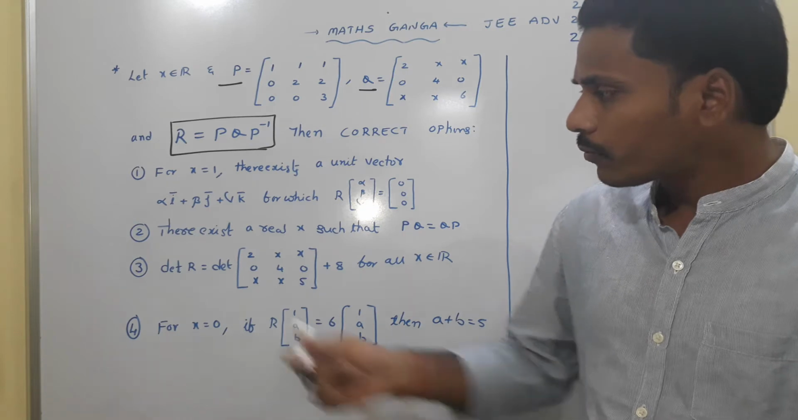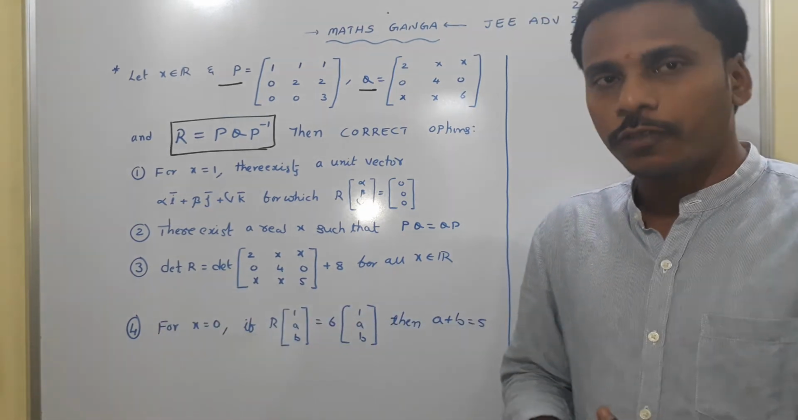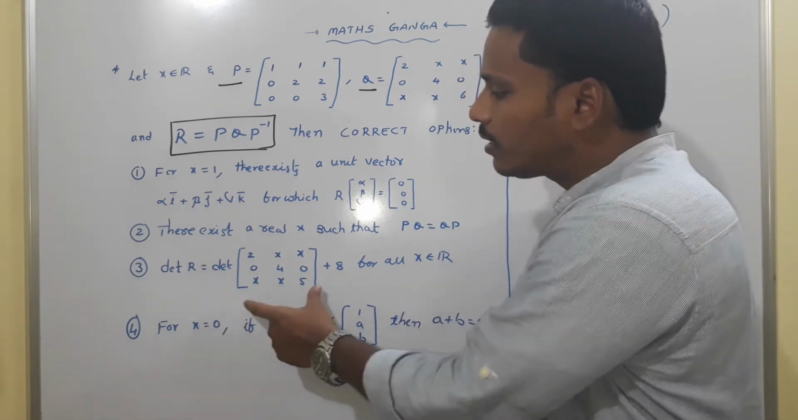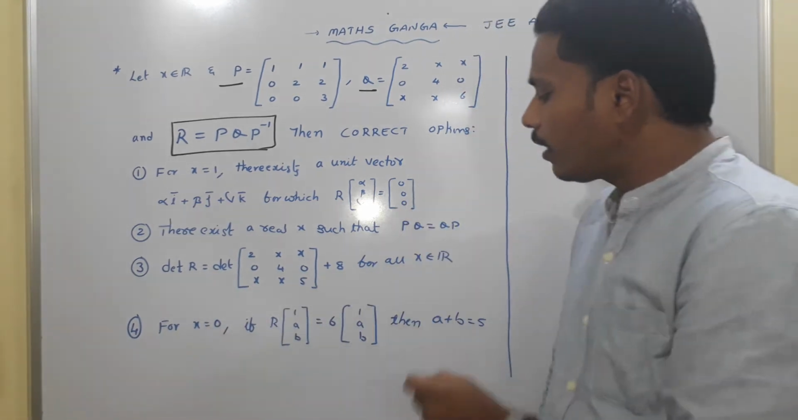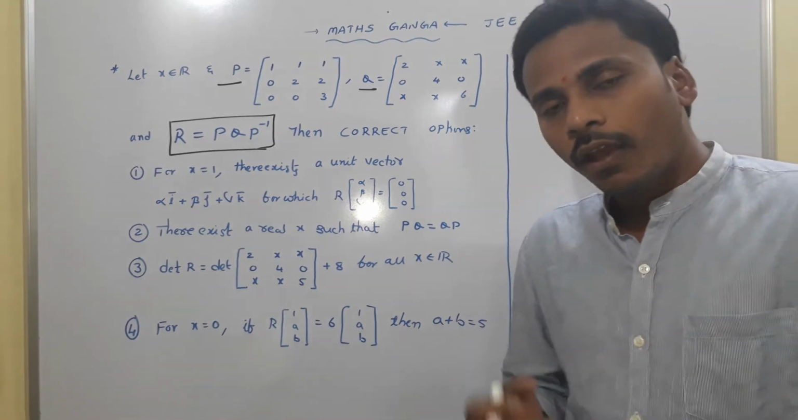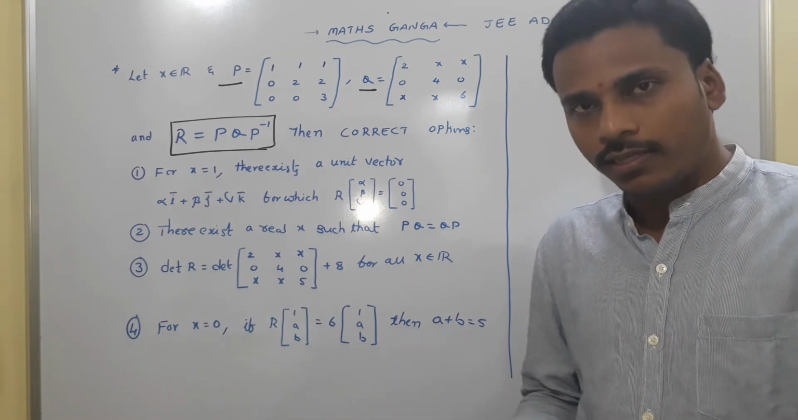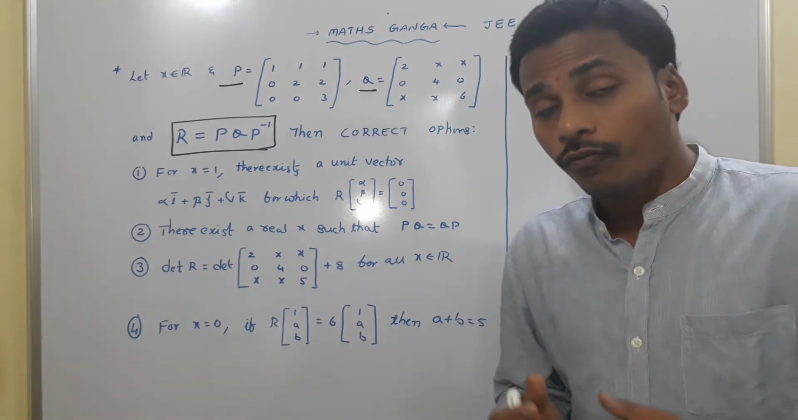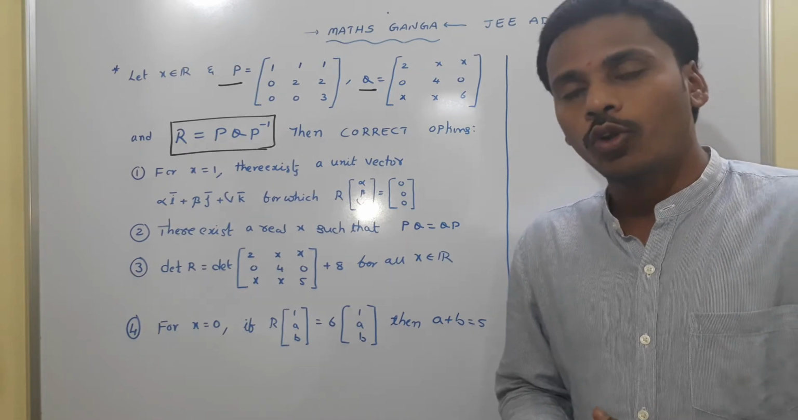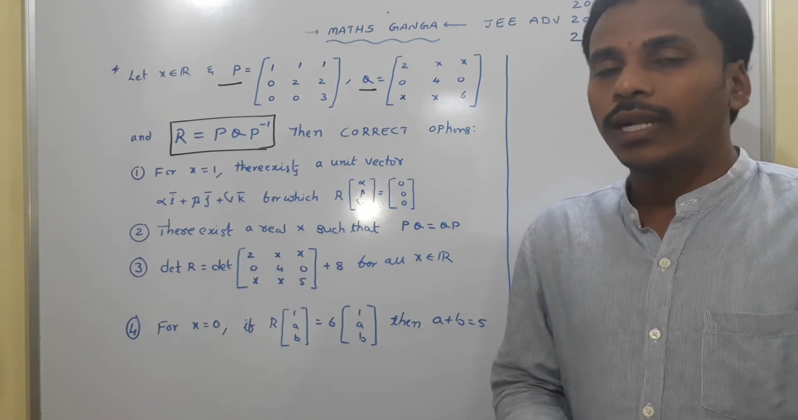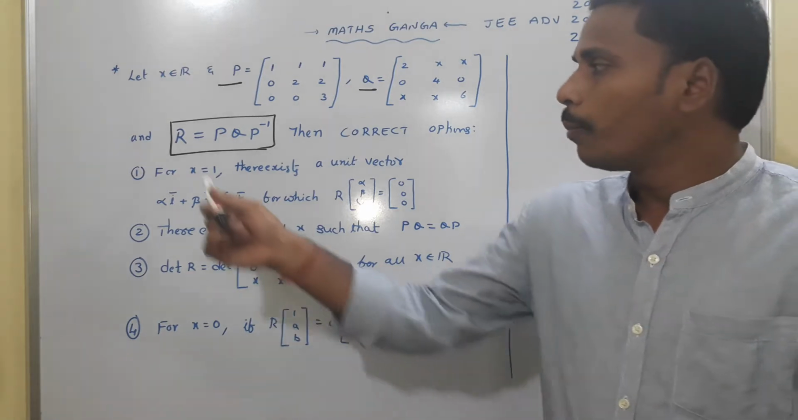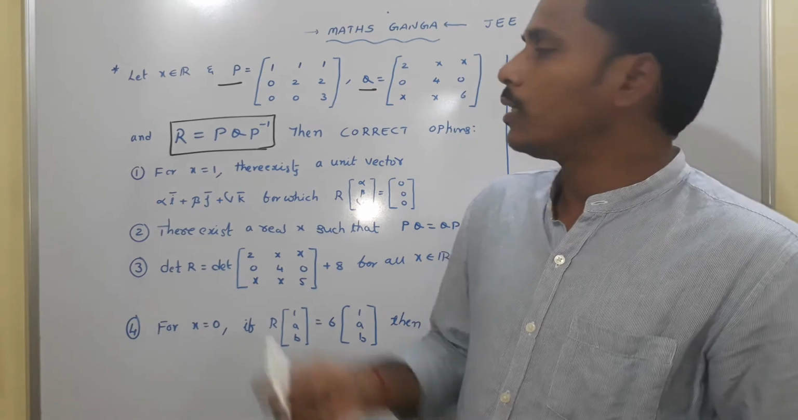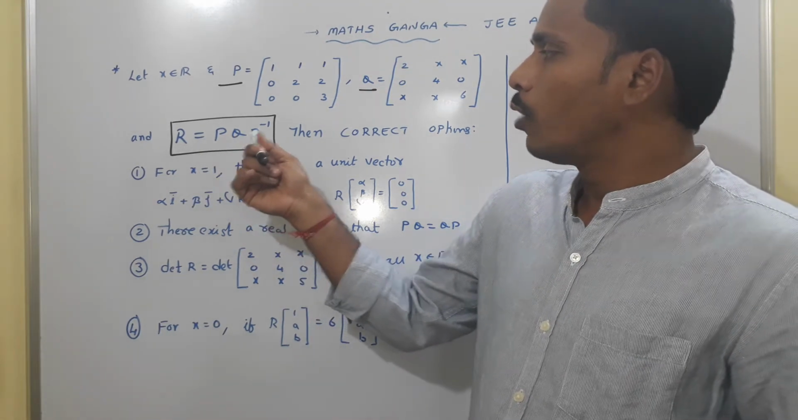Coming to option 3. Option 3 says the determinant of R is the determinant of this matrix plus 8 for all x belonging to R. Without depending on the value of x, this determinant plus 8 will give us the determinant of R. So initially we need to know the determinant of R. But what is actually R? R is PQP inverse. So the determinant of R is the determinant of PQP inverse.